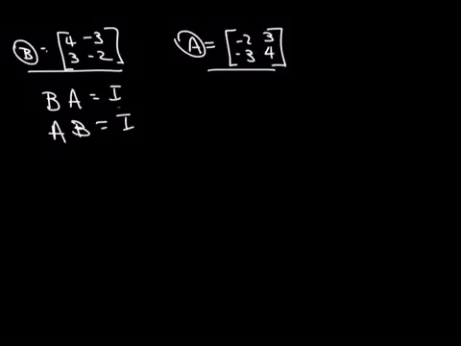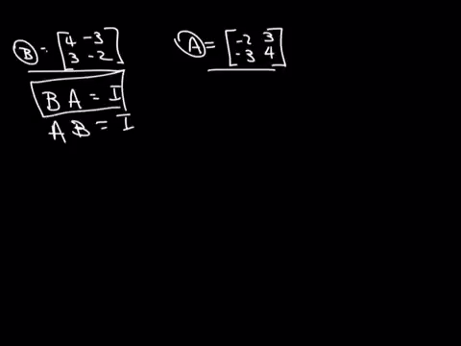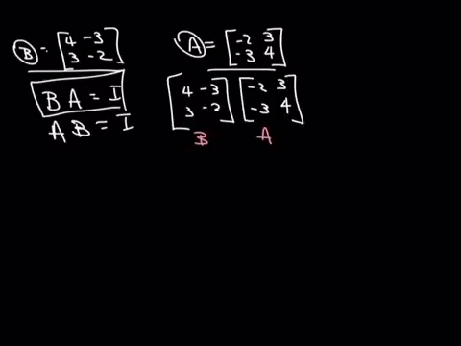So let's do B times A first and see what we get. We're going to take B times A, this B times this A, and when we do that, we have to get a 2 by 2 matrix that looks like that, the identity matrix, because B times A equals the identity if they are inverses of each other.